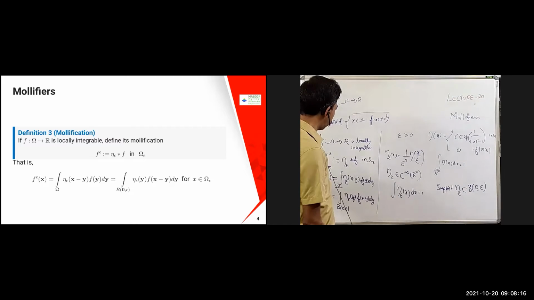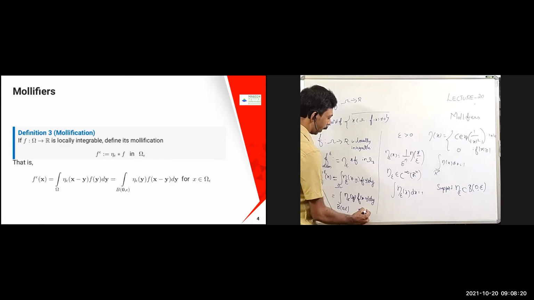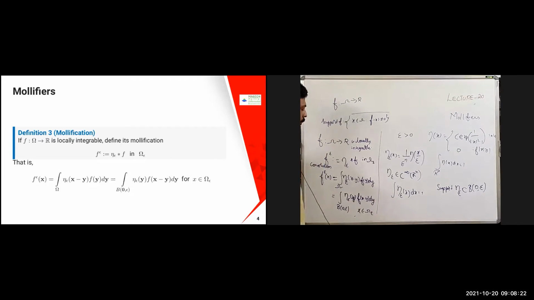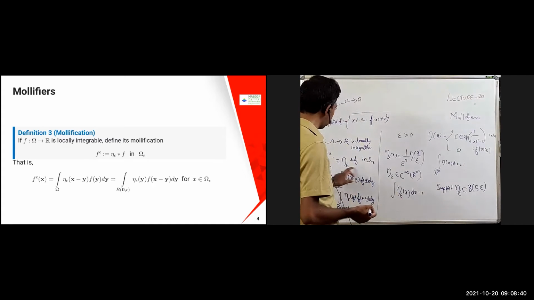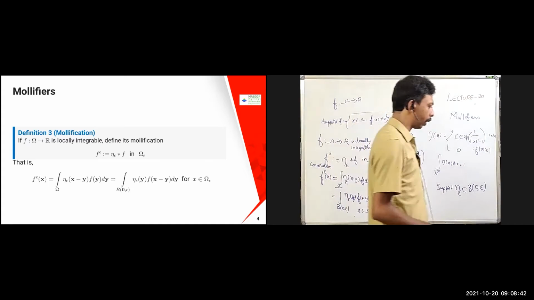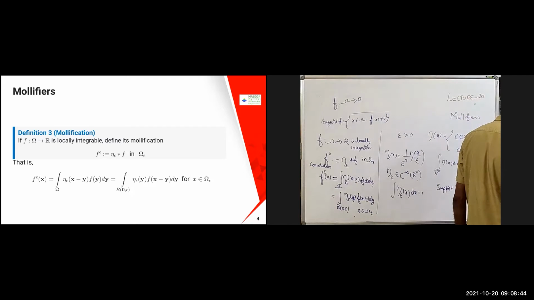So here x belongs to omega epsilon. This is the modification. Suppose any function is given, you can define its modification. The modification is defined as the integral of eta epsilon of x minus y into f of y dy, or eta epsilon of y into f of x minus y dy. So this is called the modification. You take the convolution with respect to the modifier, and then you get that answer. That is called modification.